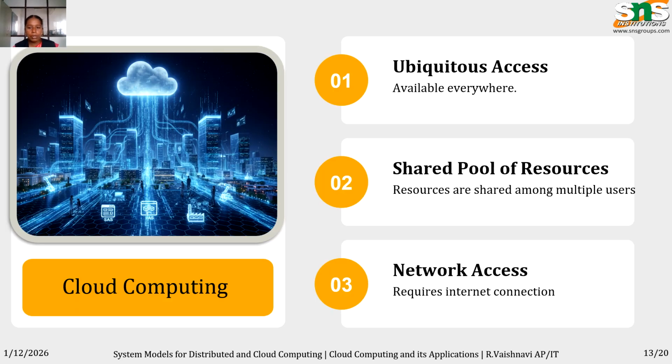Cloud computing has 5 key points. First is ubiquitous access, which means it is available anywhere. Second point is the shared pool of resources, that is, resources are shared among multiple users. Third point is network access. It requires network connections.